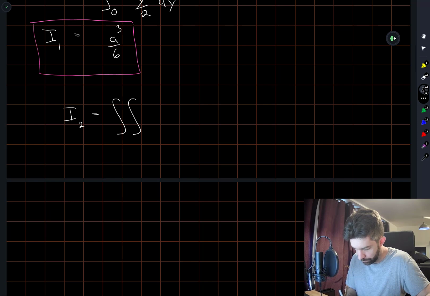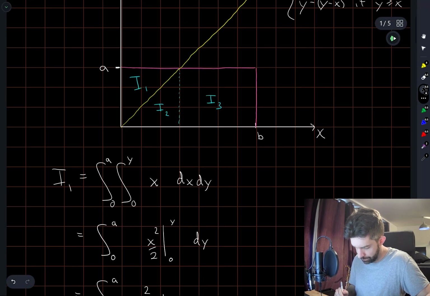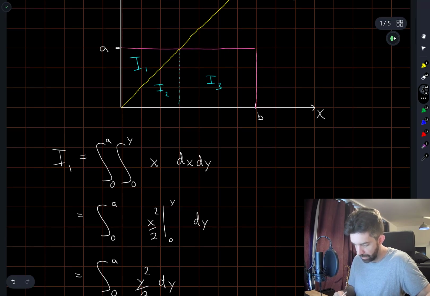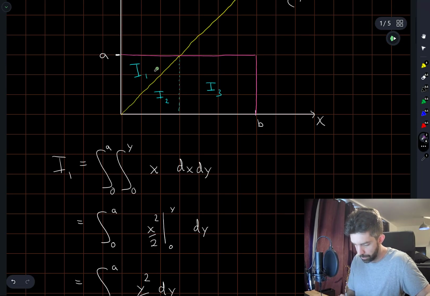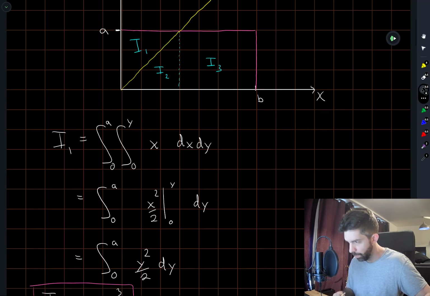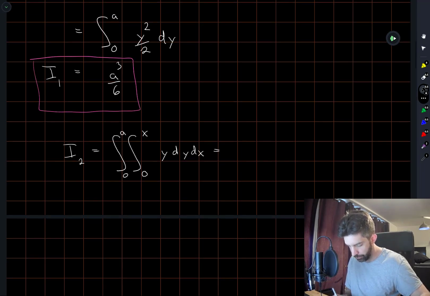Y goes from 0 to x, and x goes from 0 to a in this case, and we're integrating y dy dx. In fact, this is going to give us the same value as I1, right? It's symmetric. The integral of our function over the upper triangle is the same as the integral over the lower triangle, because the roles of x and y are completely interchanged. So this is a cubed over 6.